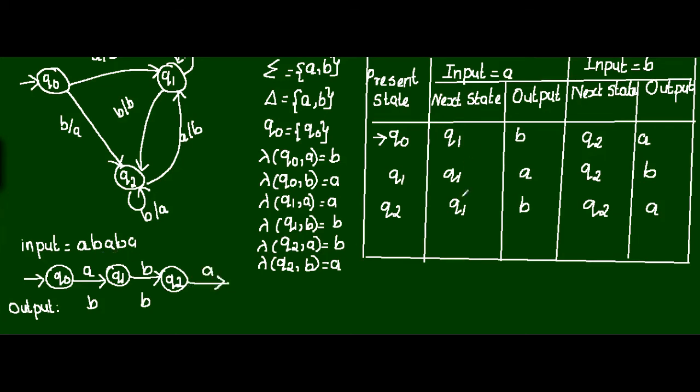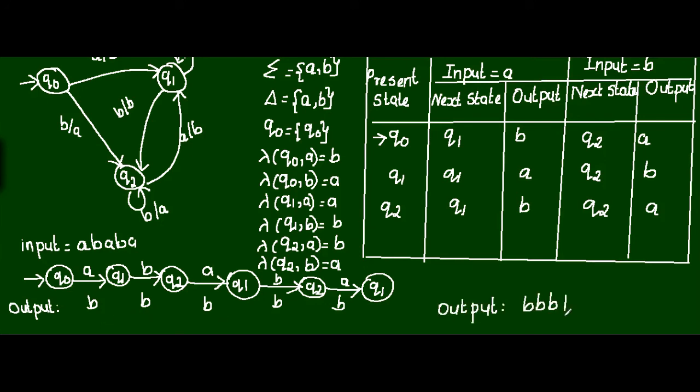Q2, if the input is A, the next state is Q1 and the output for this is B. I have got the output as BBB. From this we understood that a Mealy machine depends on the present state as well as the present input at any instant of time.